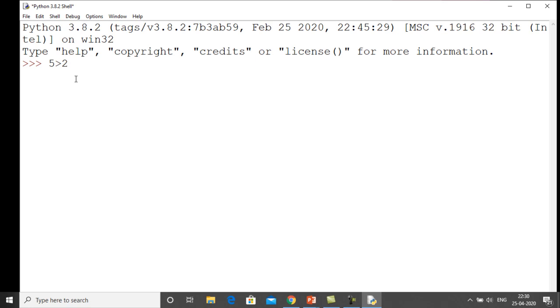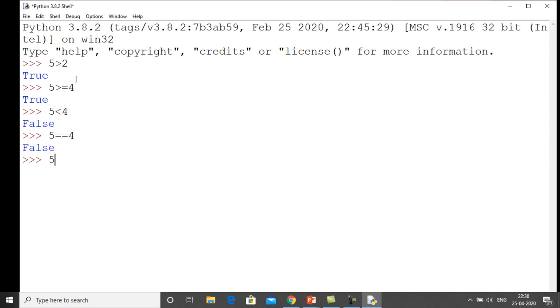When I write 5 greater than 2, then definitely I will get the answer as true. Suppose I write 5 greater than or equal to 4, then obviously I get the answer as true. But if I write 5 less than 4, then obviously I will get the answer as false. And suppose I write 5 equal to 4, with double equals over here. You can see that I am using the double equal to operator, right? So obviously it is false.